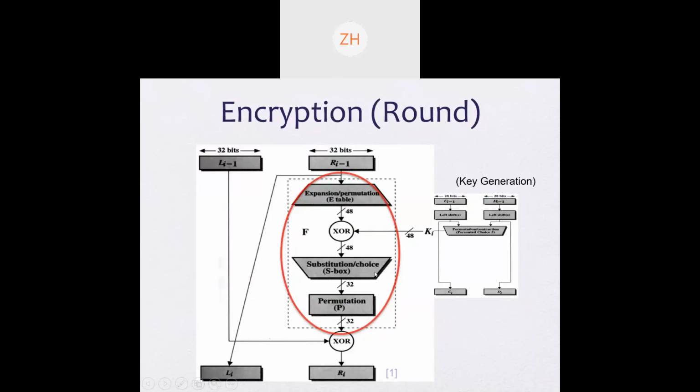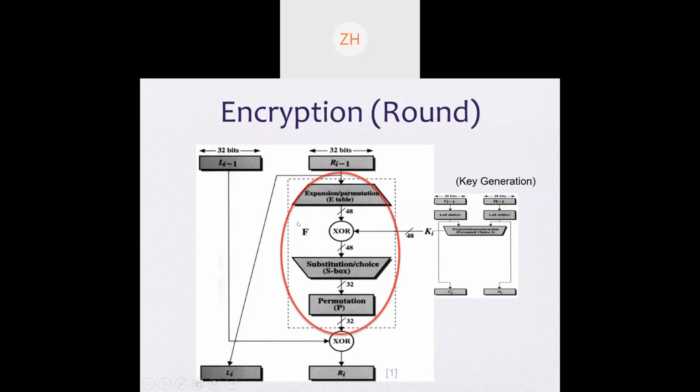This is inside the round. Is it like the Feistel block cipher? Can you relate it with the Feistel block cipher? No, it's different. Is it different? After the initial permutation, the block is divided into two, the left and the right, same as the Feistel block cipher, right? Then we have the function here.